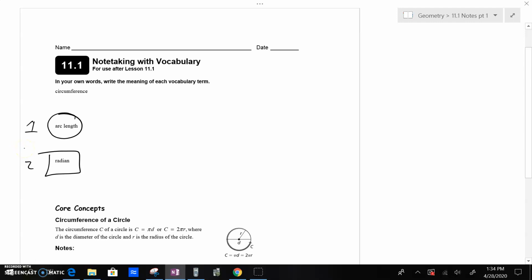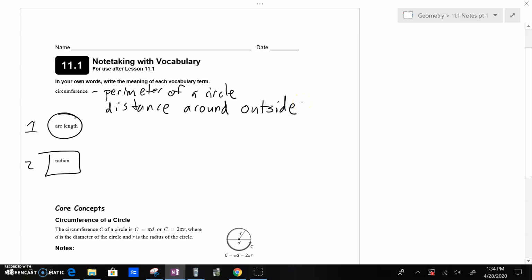So circumference is the perimeter of a circle. So we'll write that in there, perimeter of a circle. Or another way to think about that is the distance around the outside. And that's just a concept you've encountered with circles before, as well as area. And you've done that with all the major shapes prior to getting to a geometry class. But we'll do a little reminder on it, and then we'll talk about these two big ideas of arc length and radian for this particular lesson, and we'll break it into two different videos.